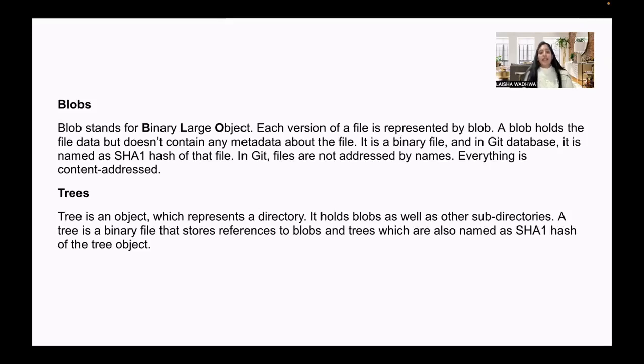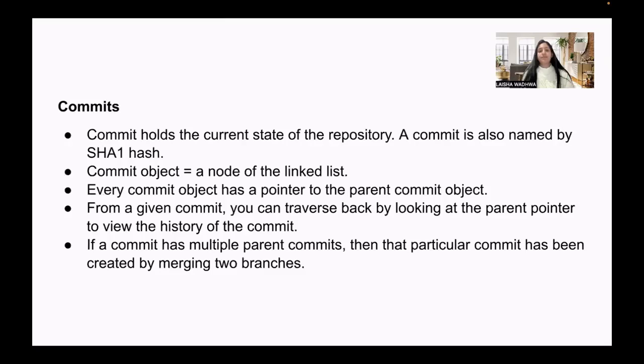And you would also be thinking, when we are working with so many versions of these files, and these files are also dependent on other files, how is the directory structure maintained? How are the references maintained? So we have the concept of trees. A tree is again an object which represents a directory. It holds blobs as well as other subdirectories that could be present. Again, it's a binary file that stores references to blobs and trees, which are again SHA-1 hashes of a tree object. So it's basically to maintain associations and relationships between directories, subdirectories, and other blobs.